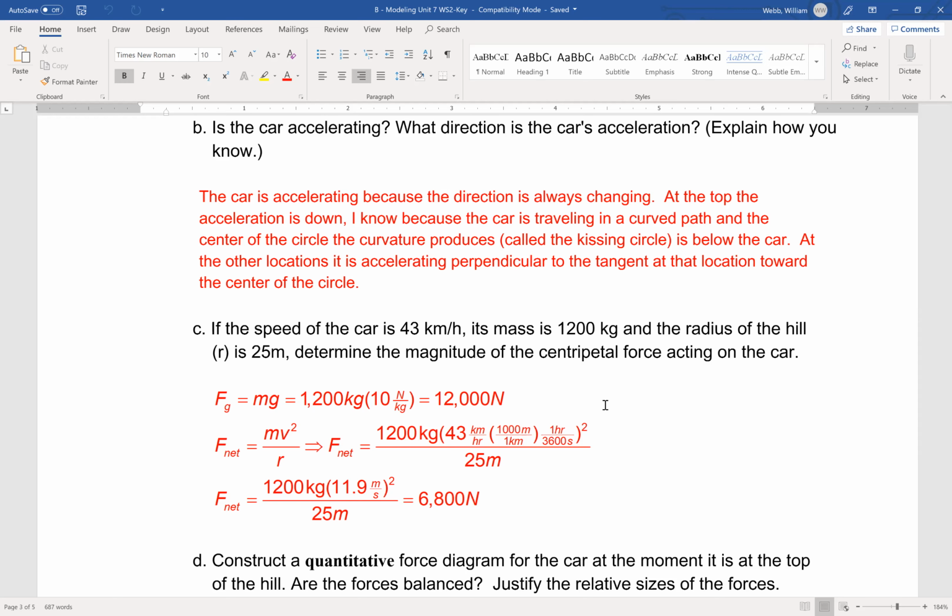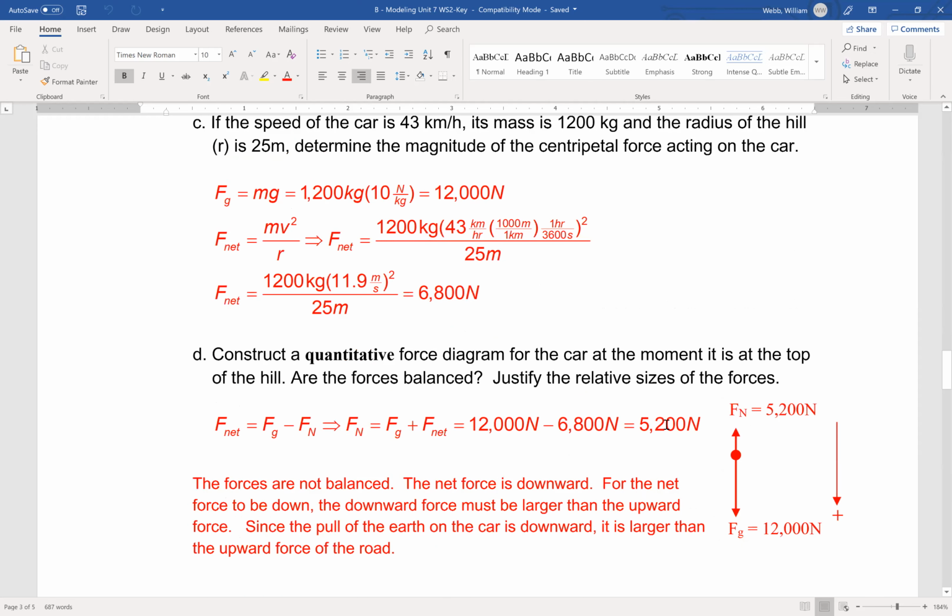And the tricky part on this one is you can't leave it as 43 kilometers per hour. You do have to convert it to meters per second because newtons are in kilogram meters per second squared. So if you don't convert the kilometers per hour to meters per second, then you're not going to have units that match up. And we need to get newtons as our final unit since it's a force. So that speed has to be in meters per second. So we convert the 43 to 11.9 meters per second. The radius of curvature was given, and the mass of the car is given. And so we'd have a net force of 6,800 newtons to the center of the circle.